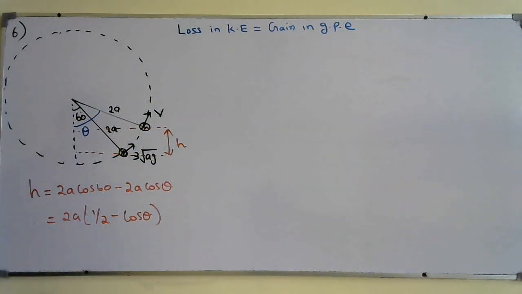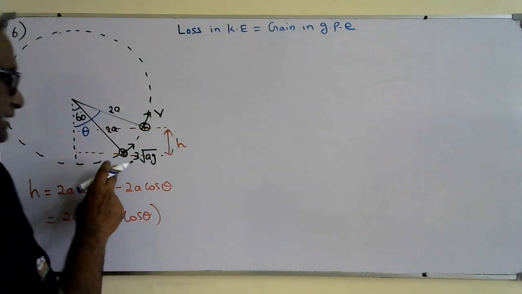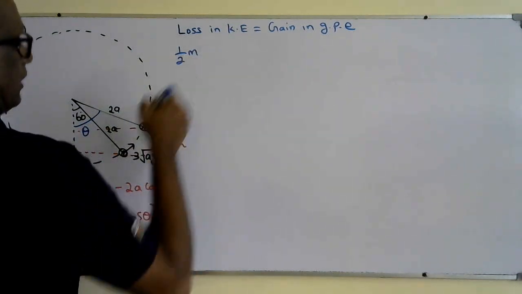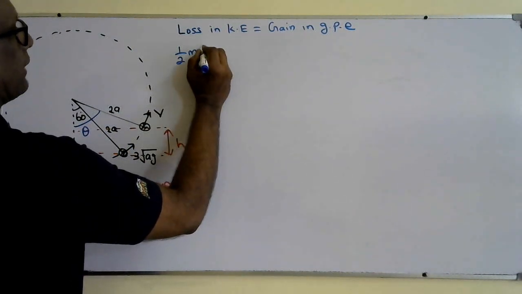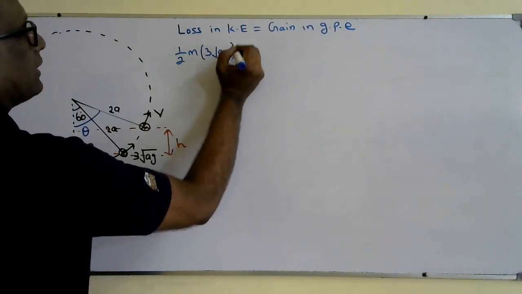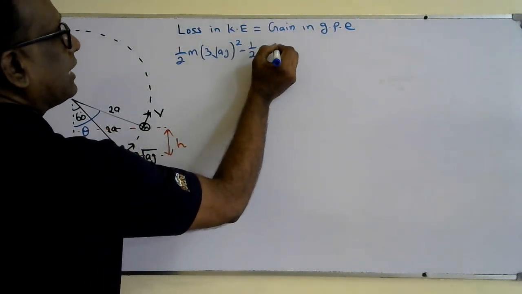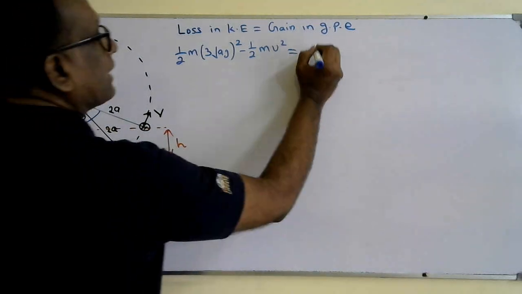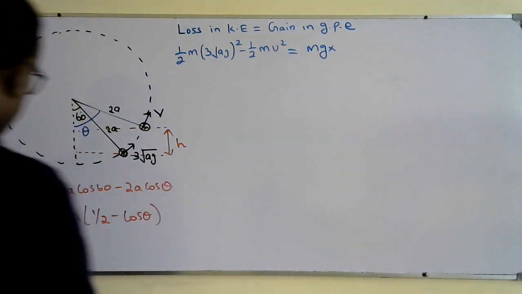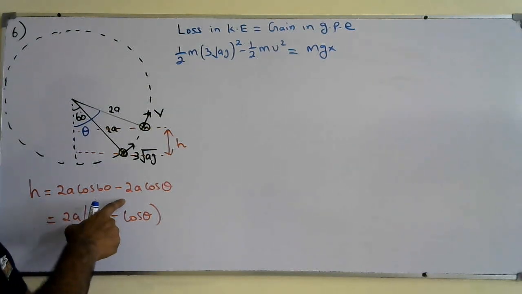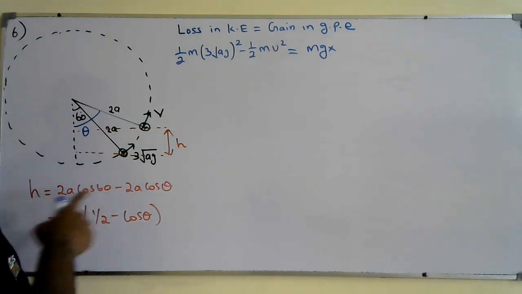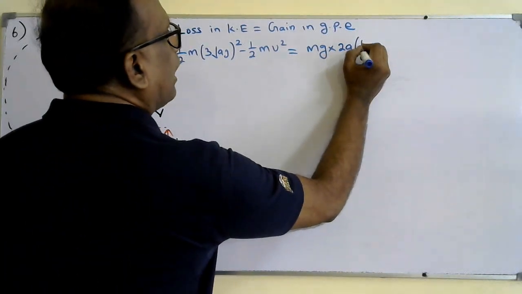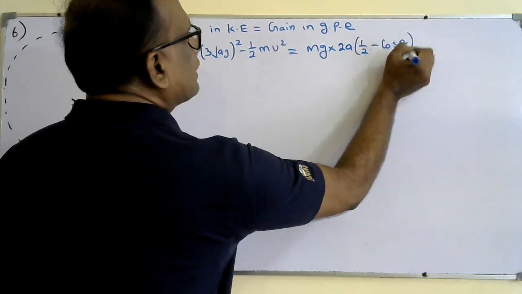Okay, so loss in kinetic energy equals gain in GPE. Loss in kinetic energy is initial kinetic energy minus final kinetic energy: half m into (3 root ag) squared minus half m v squared. That's the loss in kinetic energy. Gain in gravitational potential energy is mg into h, which I found: 2a cos 60 minus 2a cos theta. So 2a into half minus cos theta.